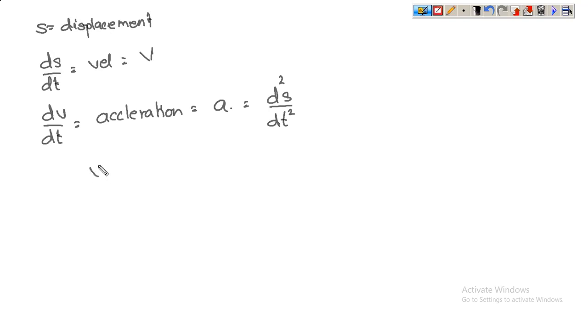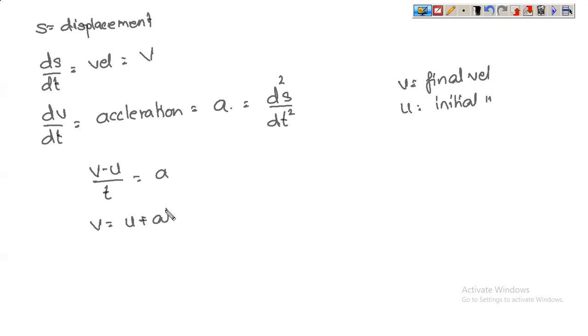So v minus u by t, where v is, let us say, final velocity and u is initial velocity. So v minus u by t is a. So if you rearrange terms, we have v is equal to u plus at. So this is your first equation of motion.